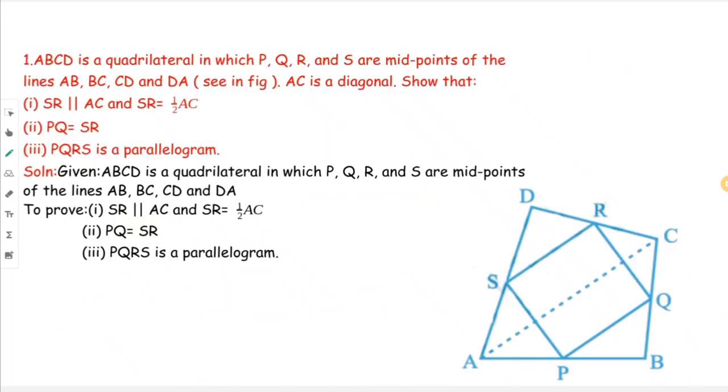So the first question: ABCD is a quadrilateral. You can already see it is four-sided. P, Q, R, and S are the midpoints, so this is the midpoint of each of the four sides. AC is a diagonal. We have to prove all this, so let's go one after the other. The first we have to prove is SR is parallel to AC. Also, SR is half times AC.